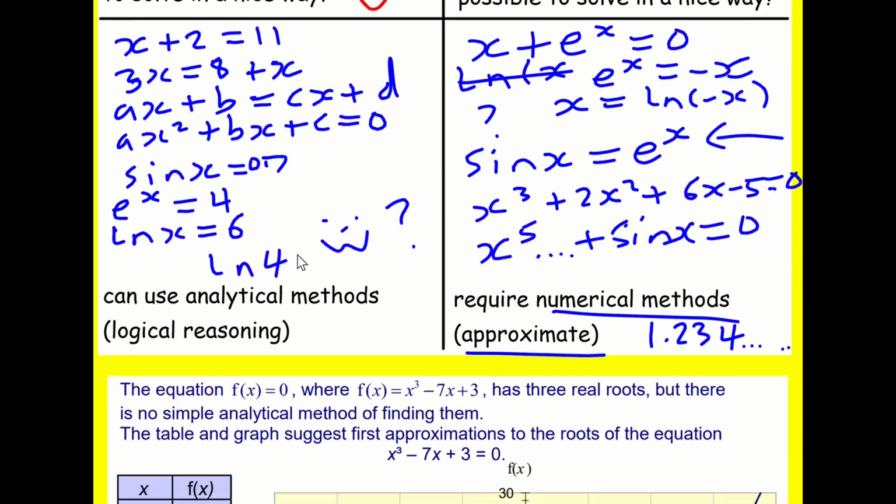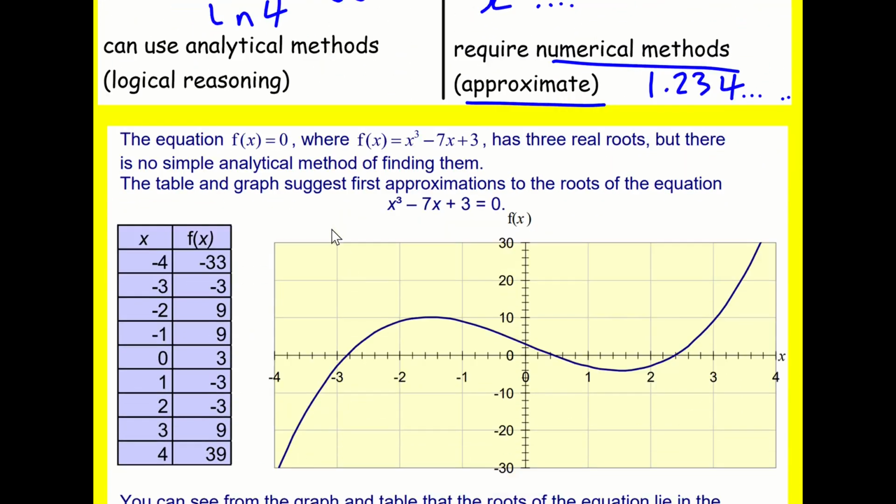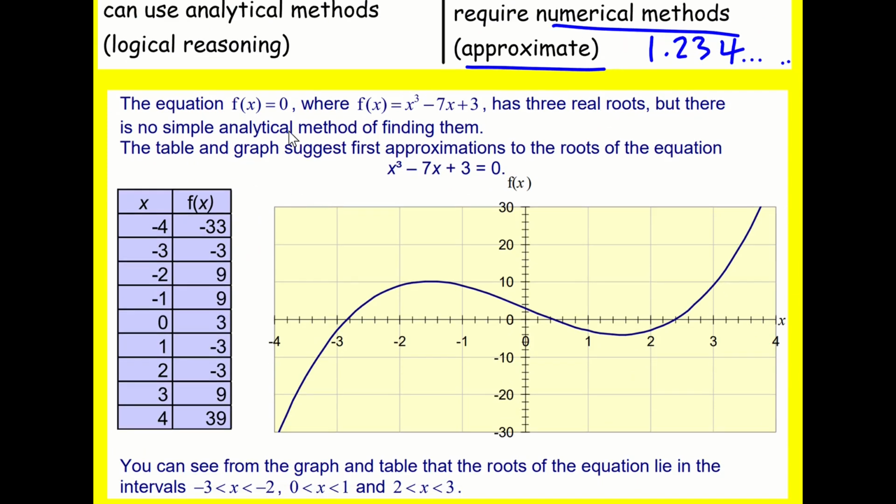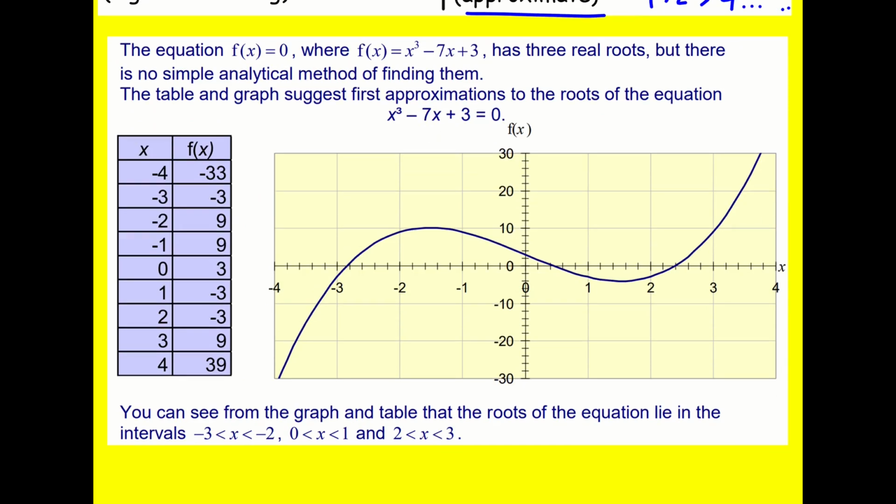Okay, moving on then, back to cubics. Okay, so let's say there's no simple analytical method of finding the solution to this cubic. It doesn't factorize. There is a way of doing it. You can investigate, but it's not a very nice way.